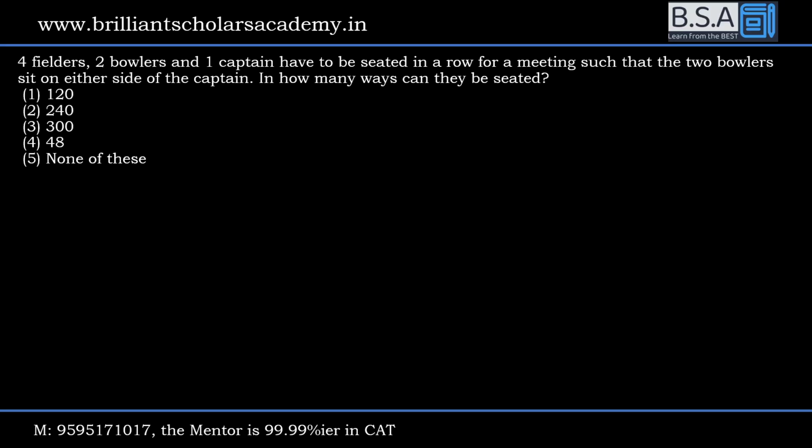Chalo. There are 4 fielders, 2 bowlers, 1 captain who have to be seated in a row for a meeting such that the 2 bowlers are on either side of the captain. In how many ways can they be seated? आराम से सोचो. So far you have not used the formula of P and the formula of C. Everything is counting. Counting or factorial. Chalo, batao.